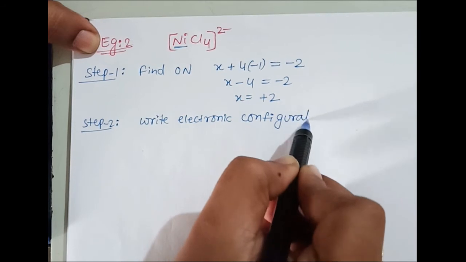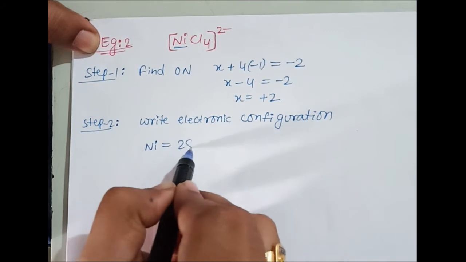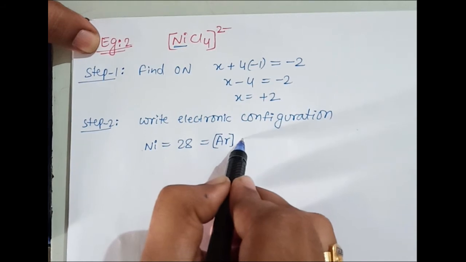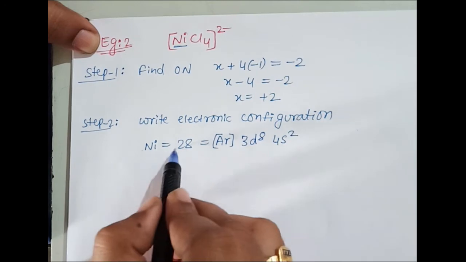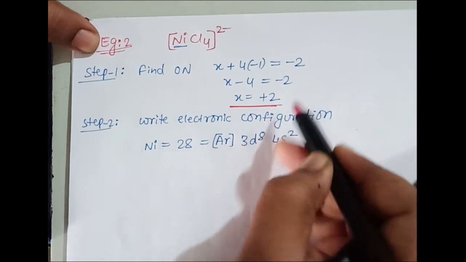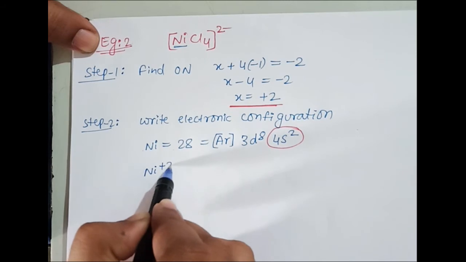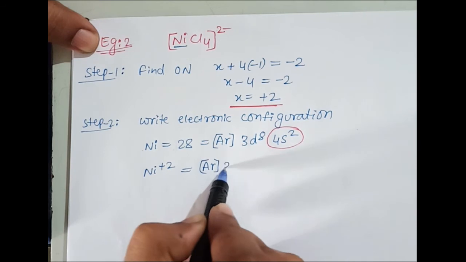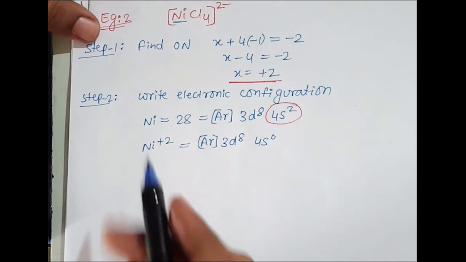Now write the electronic configuration here. Electronic configuration of nickel. Nickel atomic number is 28. Its electronic configuration is argon 3d8 4s2, 28. You can see the technique. And here +2 charge is there, which means 2 electrons will be removed. So Ni+2 is going to be argon 3d8 4s0. Right, step 2 is over.